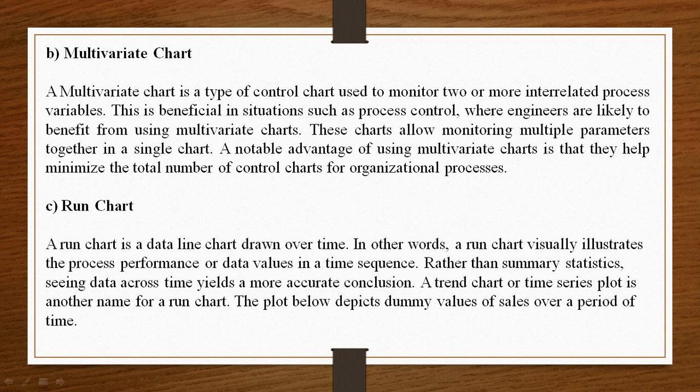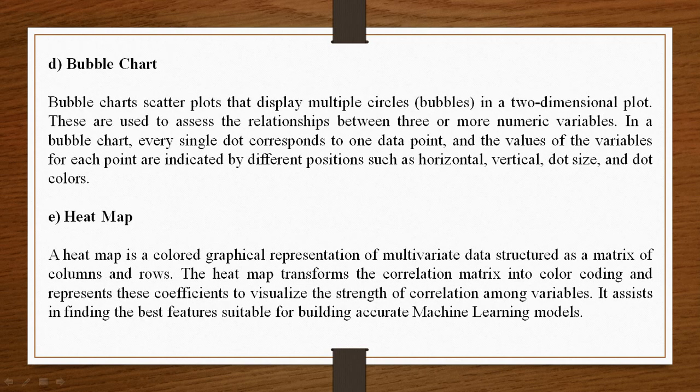Run chart. A run chart is also called visually illustrating the process performance or data values in time sequence. Rather than summary statistics, looking at the data across time yields more accurate conclusions. A trend chart or time series plot is another name for the run chart. The plot below will depict dummy values of sales over a period of time. So a run chart is also called a time series plot.